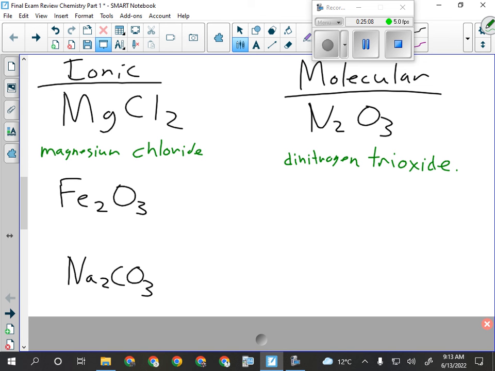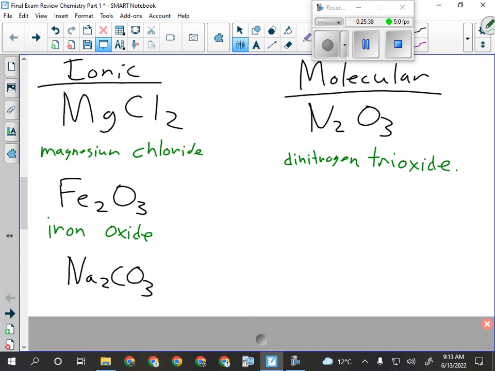Okay, what's different about this one? There's more than one possible charge for iron, so the name is going to need a Roman numeral, right? First off, I'm going to write the names of the two elements that are in it, iron and oxygen, so iron oxide. Don't need prefixes because it's ionic, but I do need to figure out what the charge on iron is.